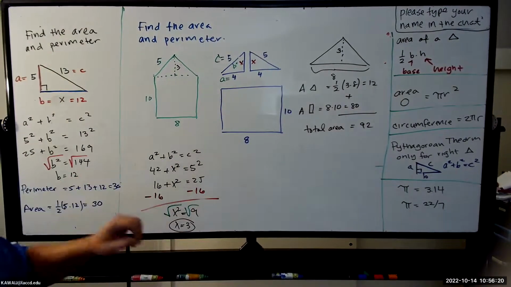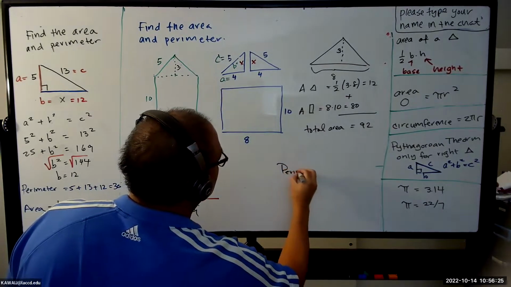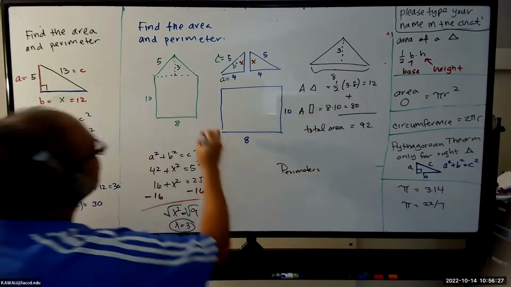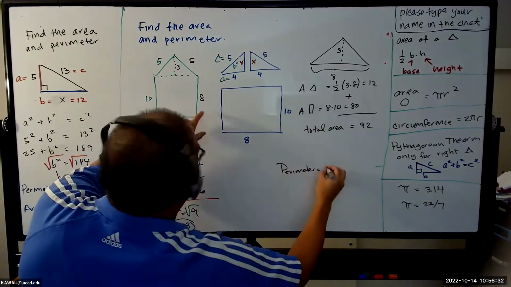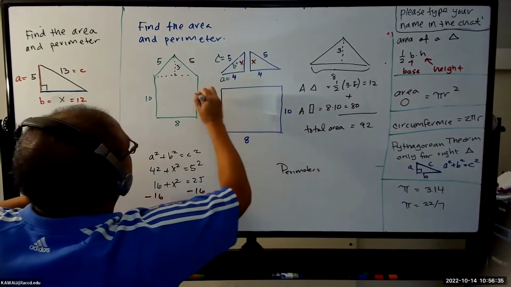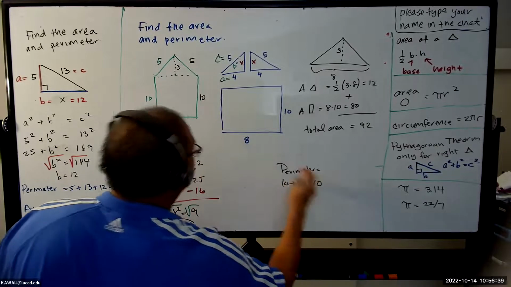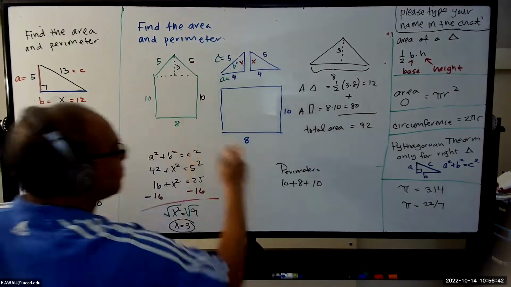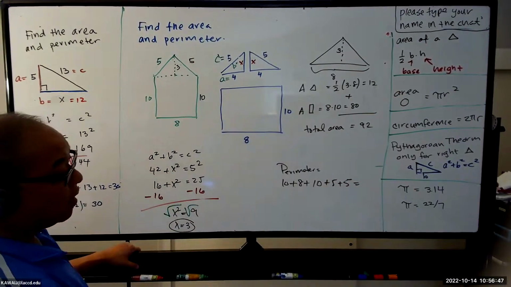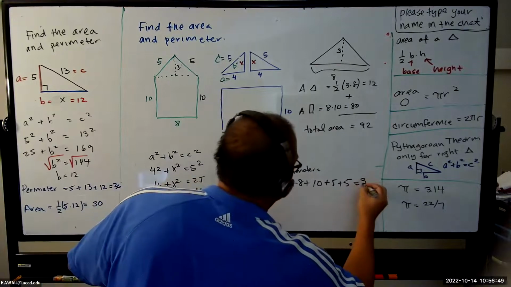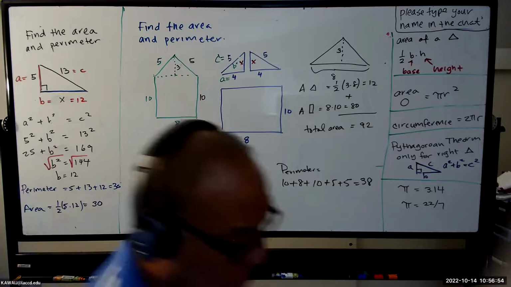Now, the other thing we can have is when we find the perimeter, well, let's fill this out. It's going to be, oops, that's 10. 10 plus 8 plus 10, right? This, 5, 5. Plus 5 plus 5, and that's equal to 38. Okay, let me give everyone a second with that.